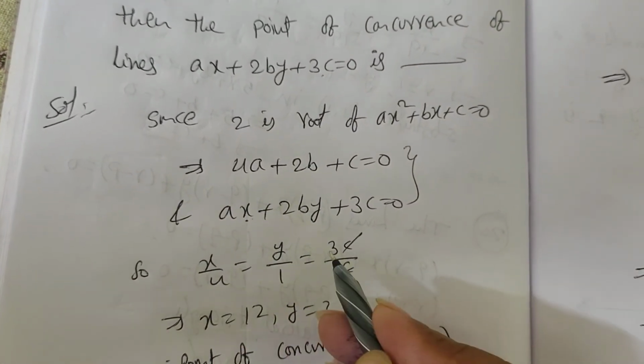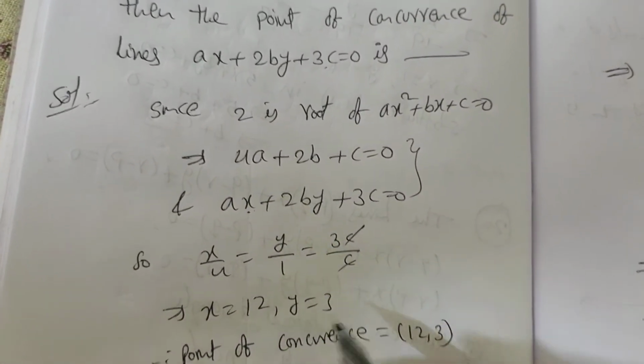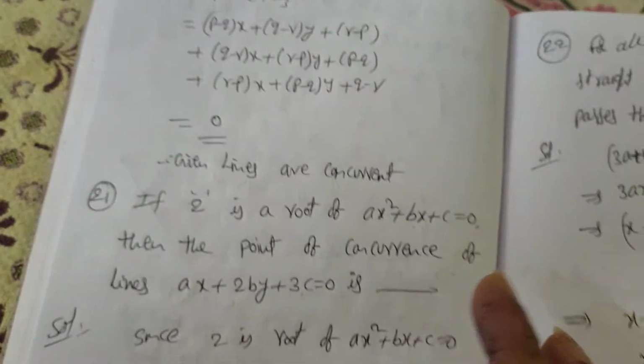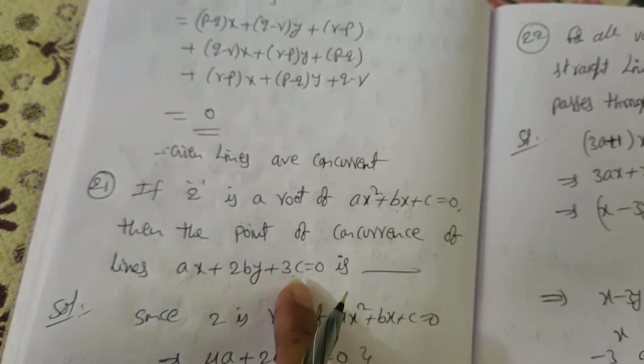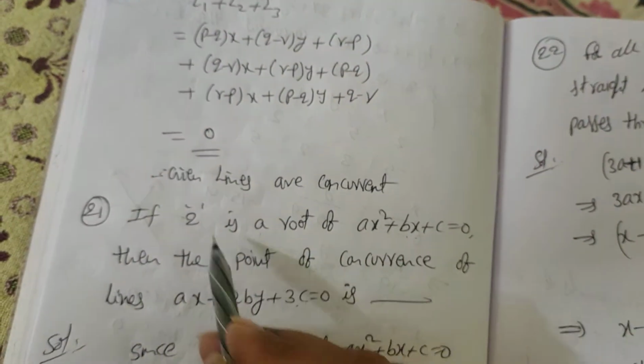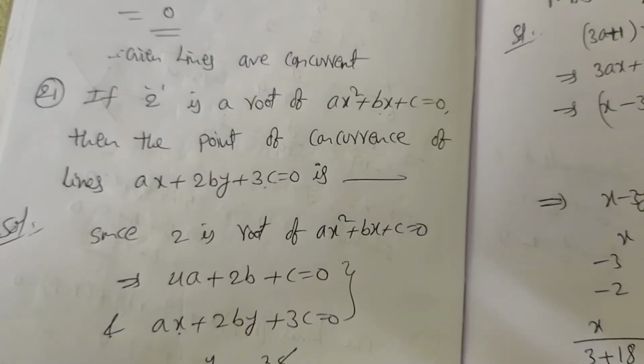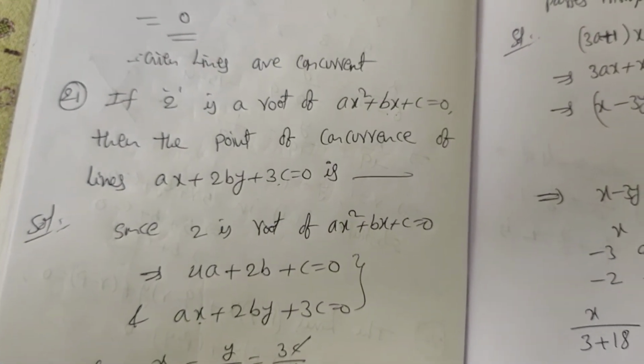So x is equal to what you get? 3 4s are 12. y is equal to 1 into 3, 3. This is nothing but the point of concurrence. Very, very easy. So like these problems, whenever you see, they may give one condition and another condition may be like this. So if you simplify, you get two conditions. You go for identical conditions.